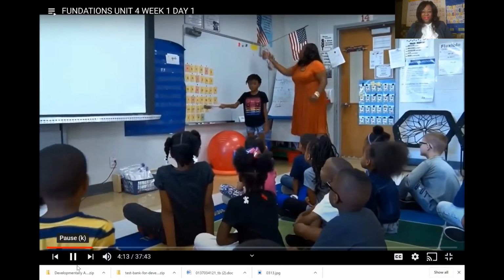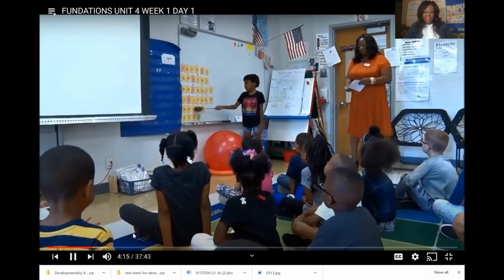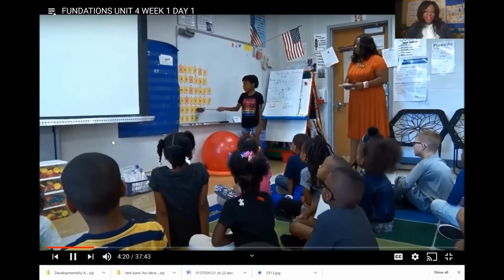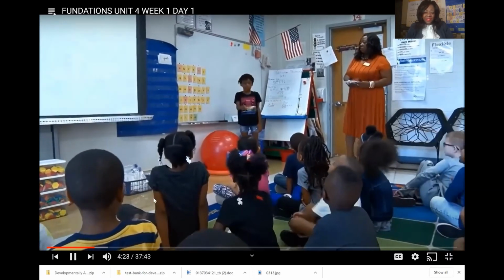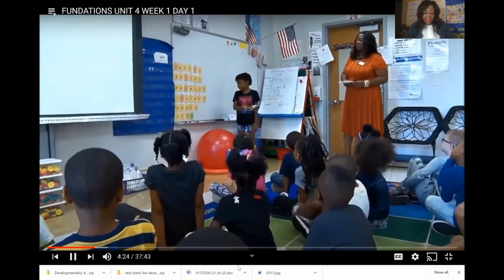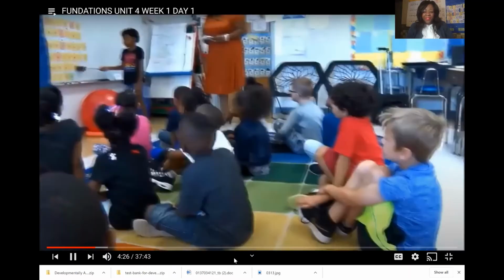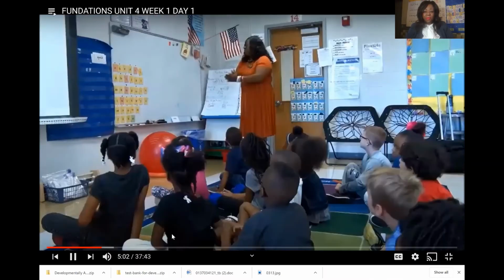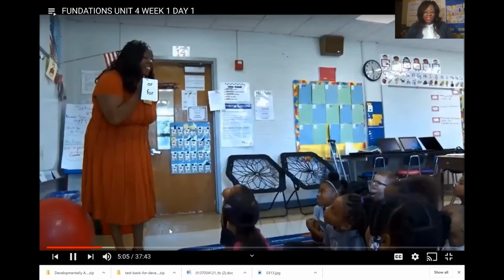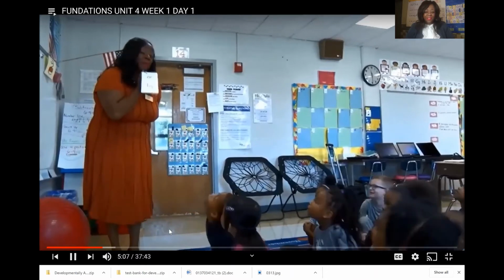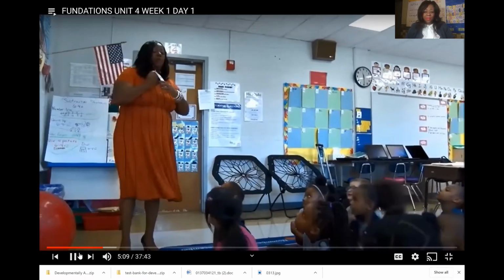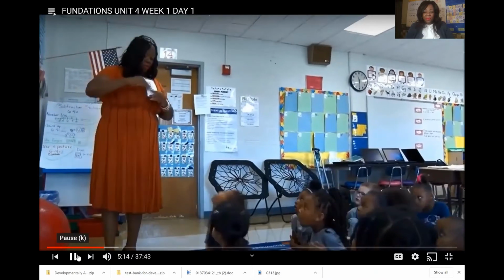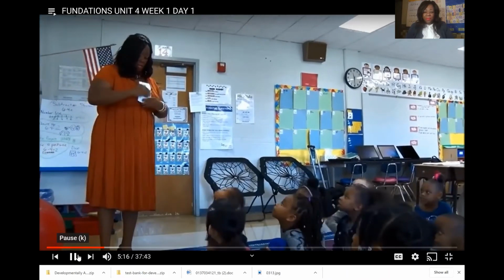Chinch. C-H. S-H. Ship. S-H. T-H. Thumb. T-H. Thumb. C-K. Sock. C-K. Sock. Very good. And if we need to go over our trick words. What color are the trick words? Pink. Pink. So our trick words here, we're going to go over real quick. This word is? Or. This word is? For. This word is? We.